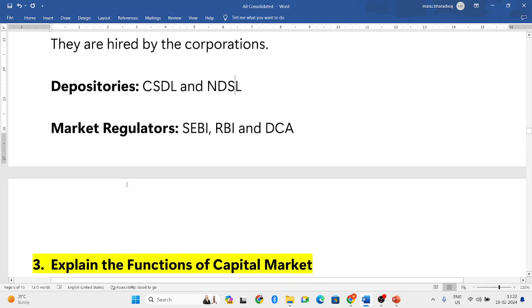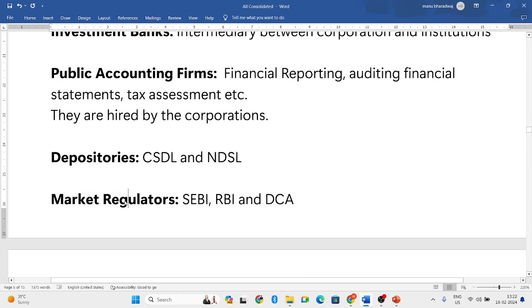Next, we have market regulators who will regulate the stock exchanges. We have the Securities and Exchange Board of India, SEBI. We have RBI, the Reserve Bank of India. DCA is the Department of Company Affairs. So these are the regulators we have in India who will have complete control and who will regulate the transactions of stock exchanges and the capital market.